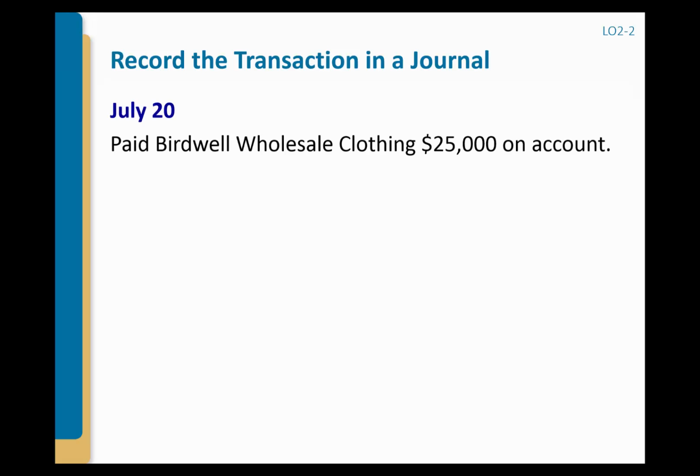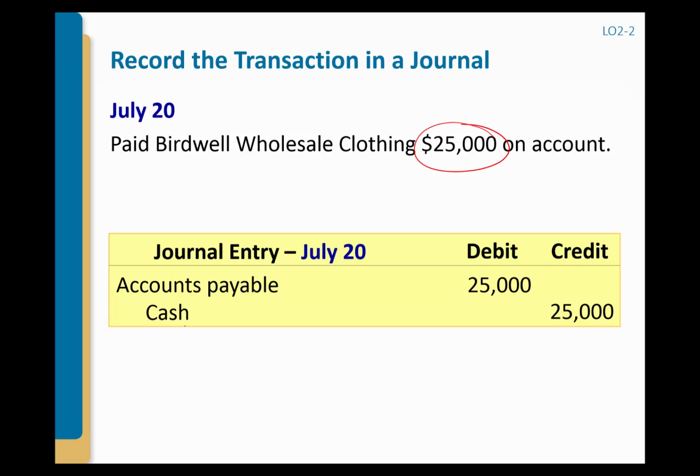Now, on July 20th, we actually paid our $25,000 on account. Again, consider what happens to cash. So in this case, we are paying cash, so cash decreases. And since we previously recorded it on account, we are debiting accounts payable.